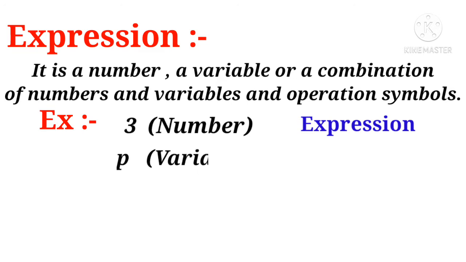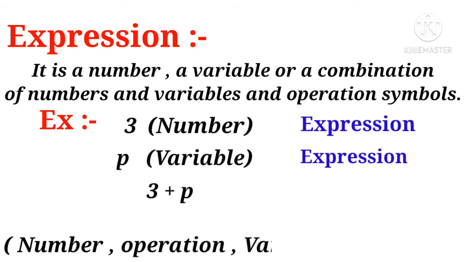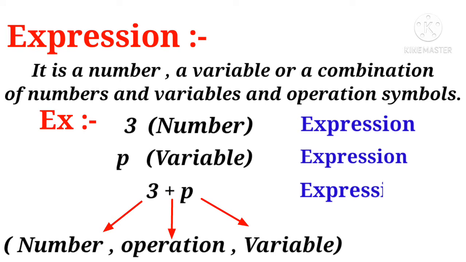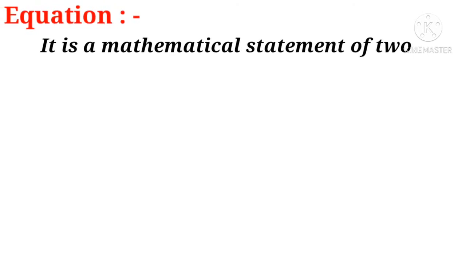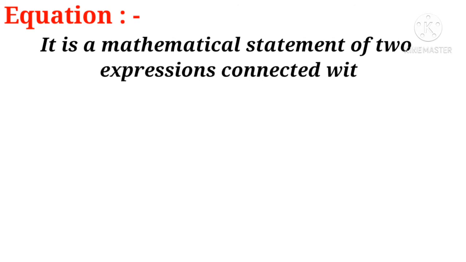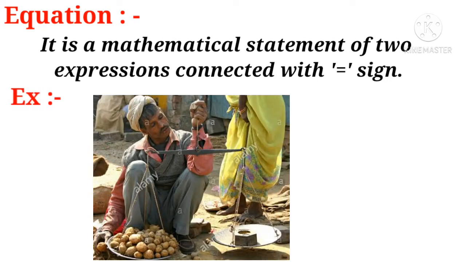P, it is a variable, a letter, it takes any values, so it is also an expression. Let us take the combination 3 plus P, where 3 is a number, plus is operation symbol, P is a variable, so it is also an expression. Now let us know the concept, equation. It is a mathematical statement of two expressions connected with equal to sign. Let us take an example.